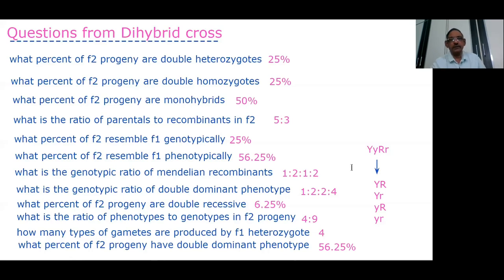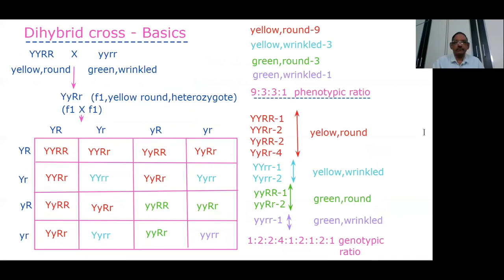Now these are some questions which can be answered with a correct understanding of the Punnett square on dihybrid cross. And I have already mentioned that on the basis of dihybrid cross, Mendel proposed the law of independent assortment, which states that in a two-factor inheritance, the inheritance of one factor is independent of the inheritance of the other factor.